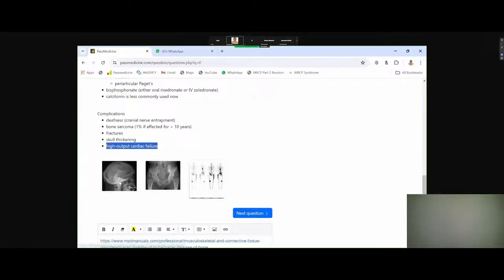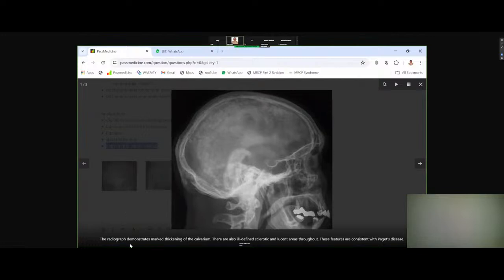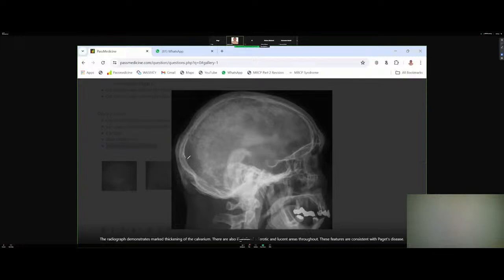And this is marked thickening of the calvarium. So I think this is quite thickened. This area is from here to here. This is, I think, the calvarium. This is the thickness. Outside of this are the soft tissues and other things. So this is the bone. It is more thickened. If you compare with the normal skull, I think that will not be that thick.